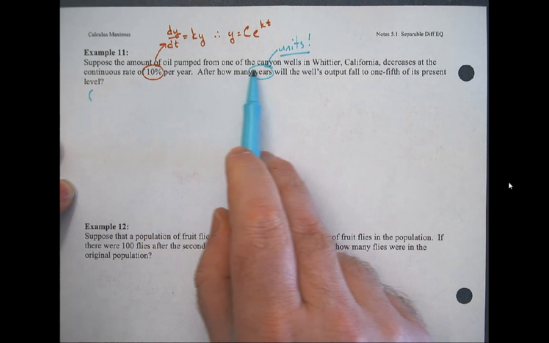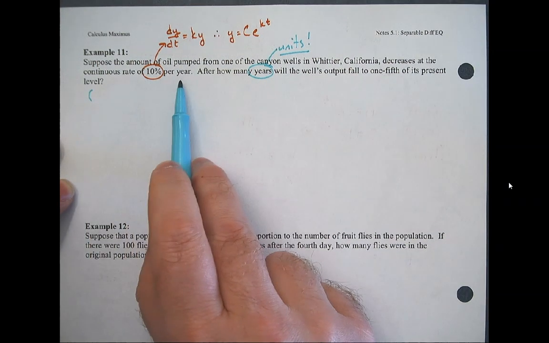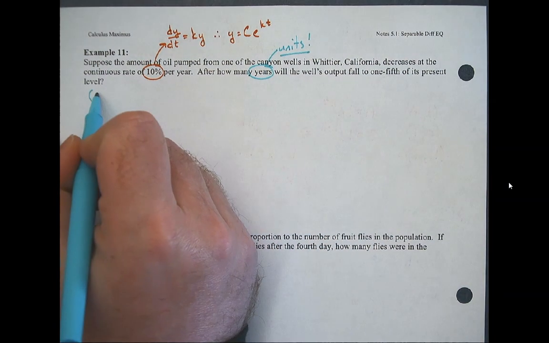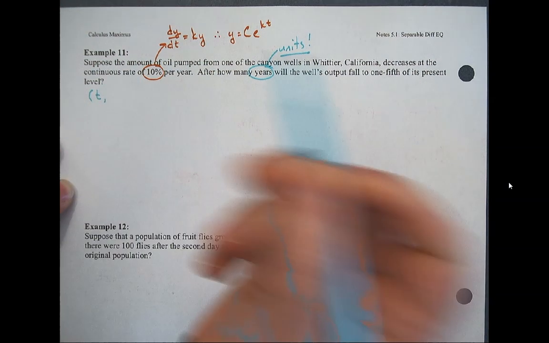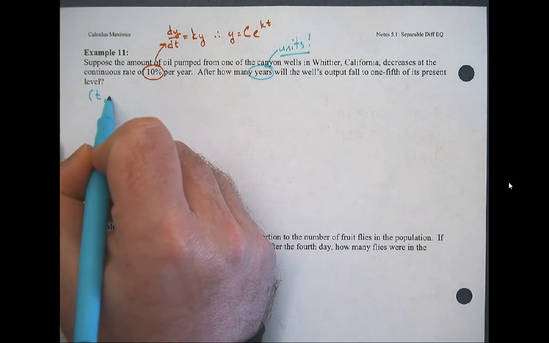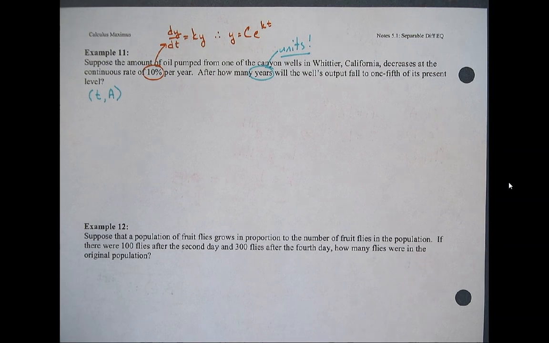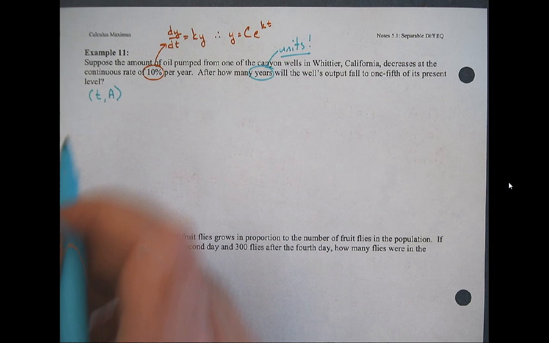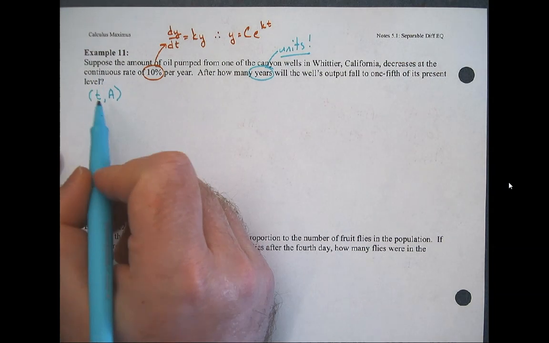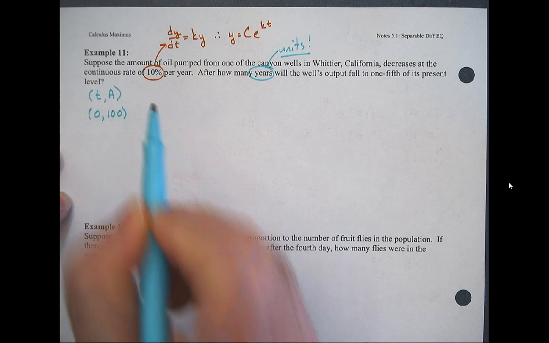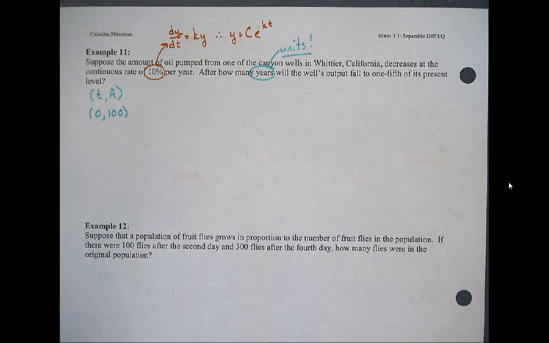Suppose the oil pumped decreases at a continuous rate per year. It doesn't say the units. So we've got our time, and then I'm going to just call it A again, the amount of oil. They don't really say if it's measured in gallons or kilogallons or whatever. Megagallons? Is there such a thing? Whatever. All right, so at time 0, I'm going to choose there to be 100 of these things in there.